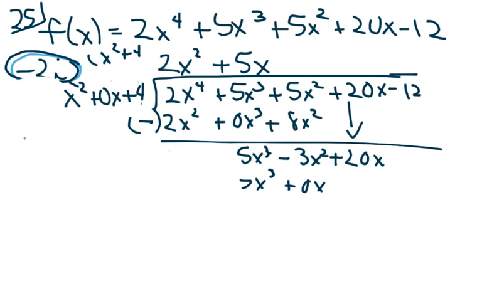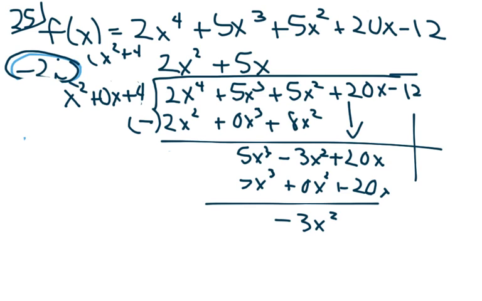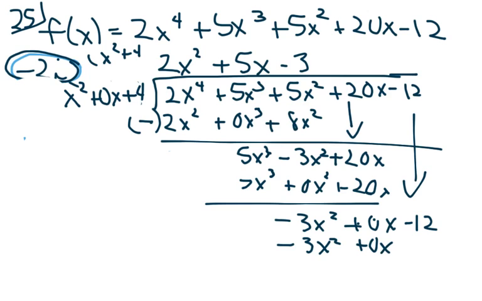Plus 0x squared plus 20x. Subtract out, and we're going to get negative 3x squared, and we're going to bring down the 12. So I'm going to put 0 plus 0x here minus 12, and then this is going to be minus 3. You get negative 3x squared. You get 0 here, minus 12, and that all zeroes out. So this is a factor.